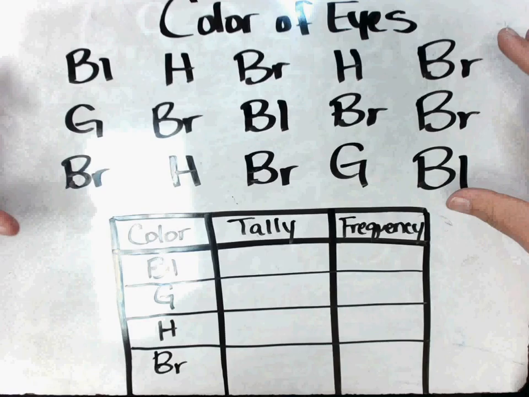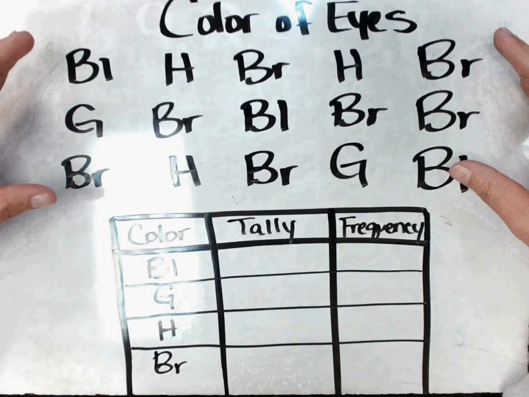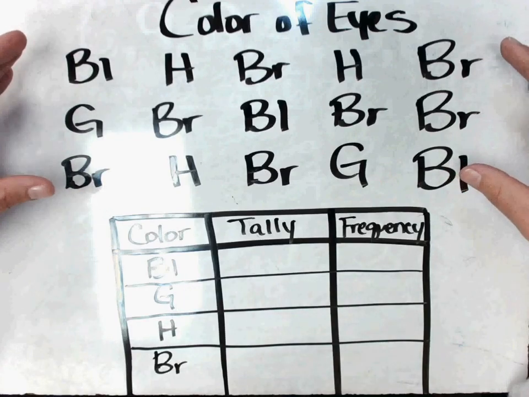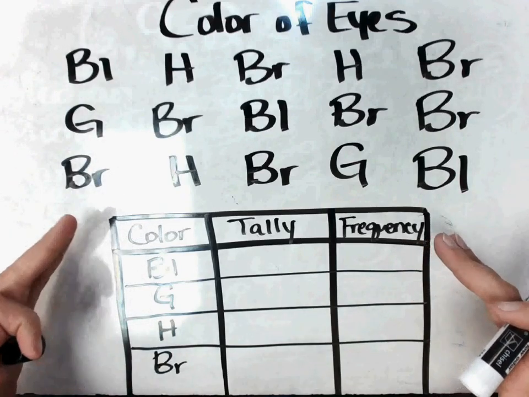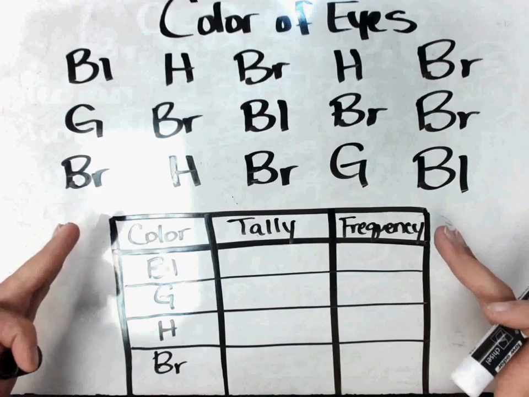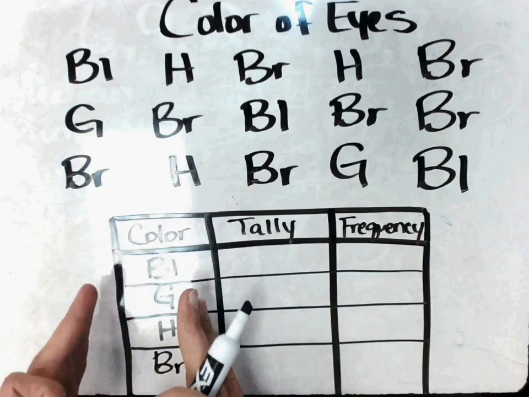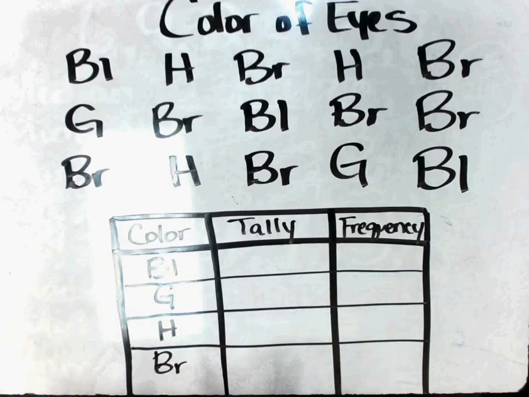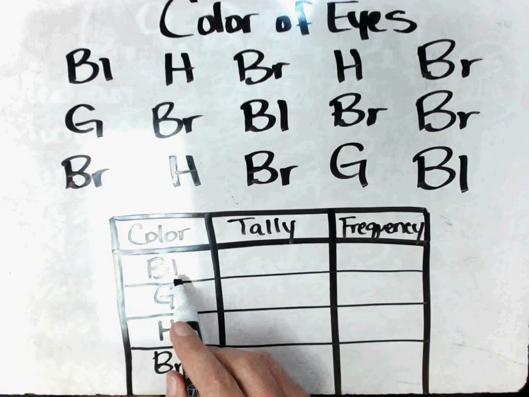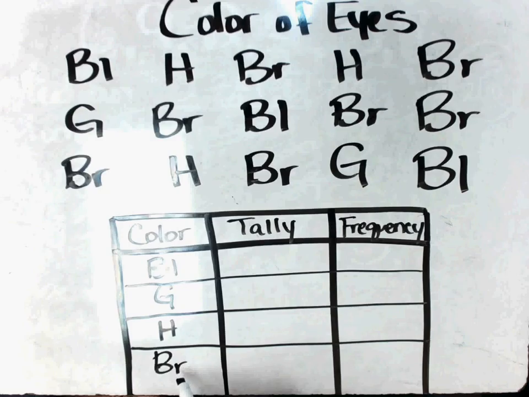Okay, now we're going to take this set of data and we're going to organize it. And one way to organize it is what's called a frequency table. And below we have started a frequency table. Okay, in a frequency table you always have 3 columns. Your first column are your categories. Okay, what are we talking about? The color of eyes, right? And I have each one of our categories listed: blue, green, hazel, and brown.